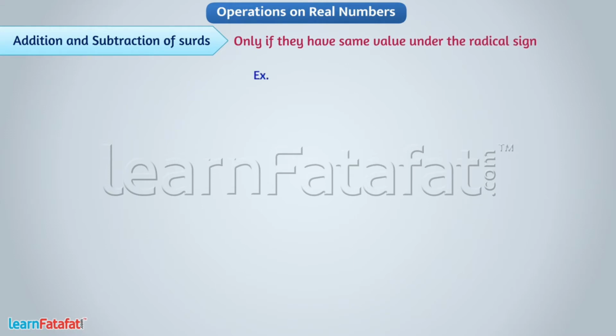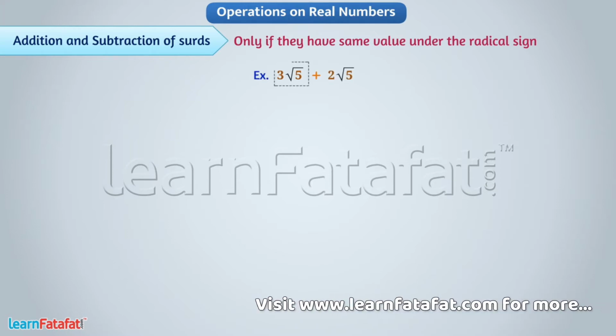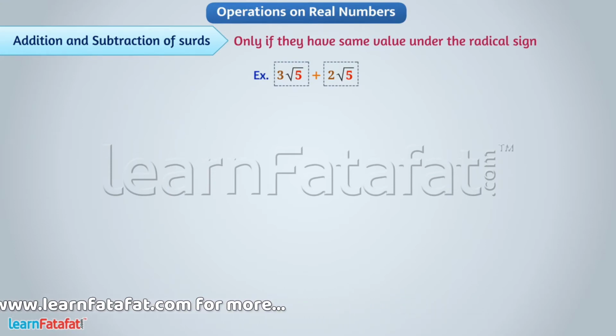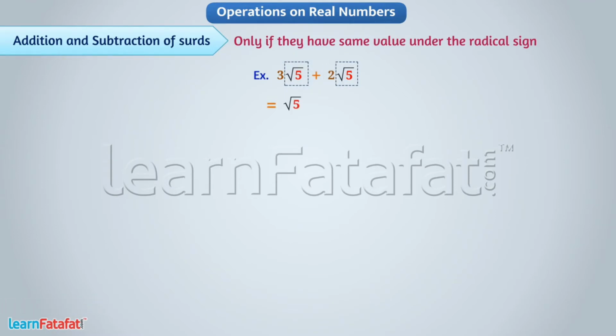For example, consider 3 root 5 plus 2 root 5. Here, 3 root 5 and 2 root 5 have same values under the radical sign. So these numbers can be added. Since root 5 is common, so according to distributive property, we can take it outside the bracket like this. Solving this, we get root 5 multiplied by 5, that is 5 root 5.